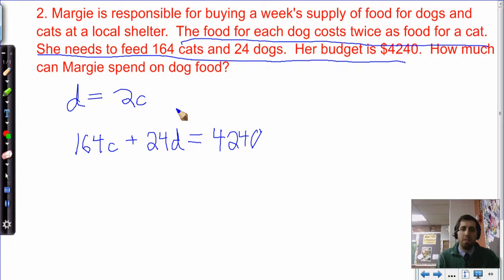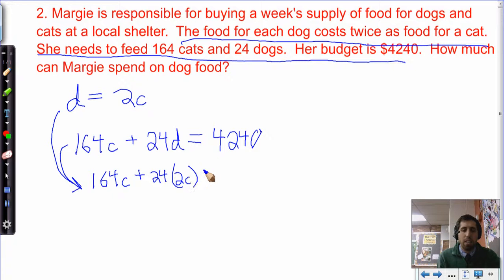What can we do? Well, it does look kind of annoying with these big numbers, but it also looks primed for substitution because I already have D isolated. So I can plug in 2C for D because I know that they're equivalent. So 164C plus 24, and I won't multiply 24 times D anymore. I know D is the same as 2C, equals 4,240.